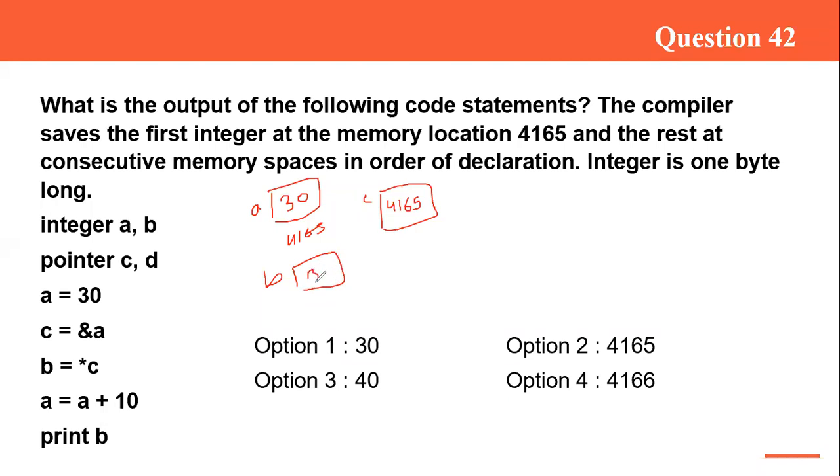Then we are writing A is equal to A plus 10. So A value is modified as 40. Then we are printing B value. Now tell me, did we make any modification for B? No, B is 30 only, right? We modified A value, not B value. So B value is still 30 only. So the answer is 30. What we have said is absolutely correct.